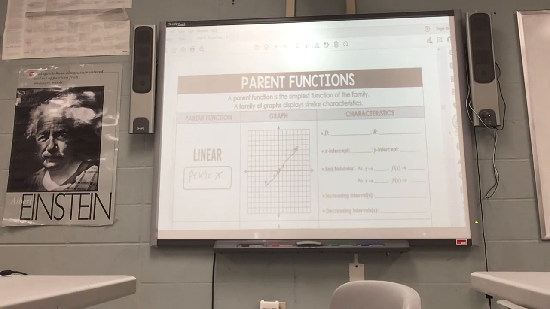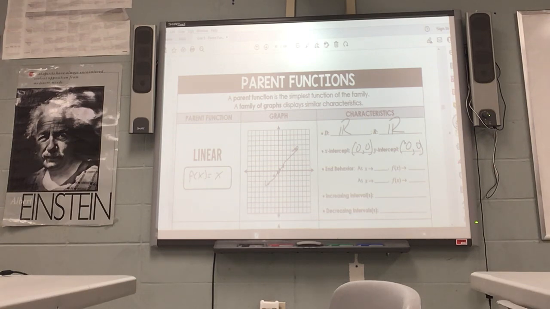Okay, now over here on the last piece for the linear function, it's D and R, that's domain and range. All real numbers, goes forever left and right. X-intercept, so that means where does it cross the x-axis? 0, 0. Put it as an ordered pair. Y-intercept, where does it cross the y-axis? 0, 0.